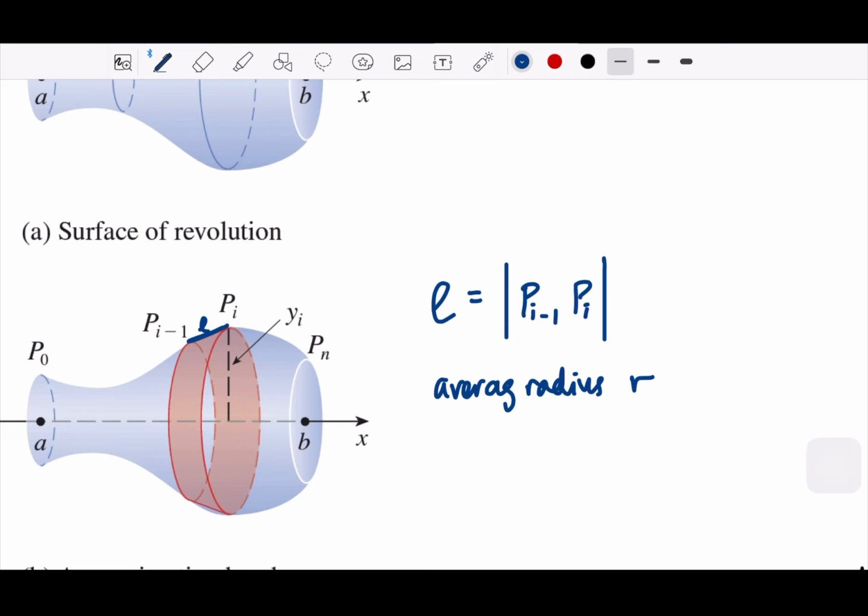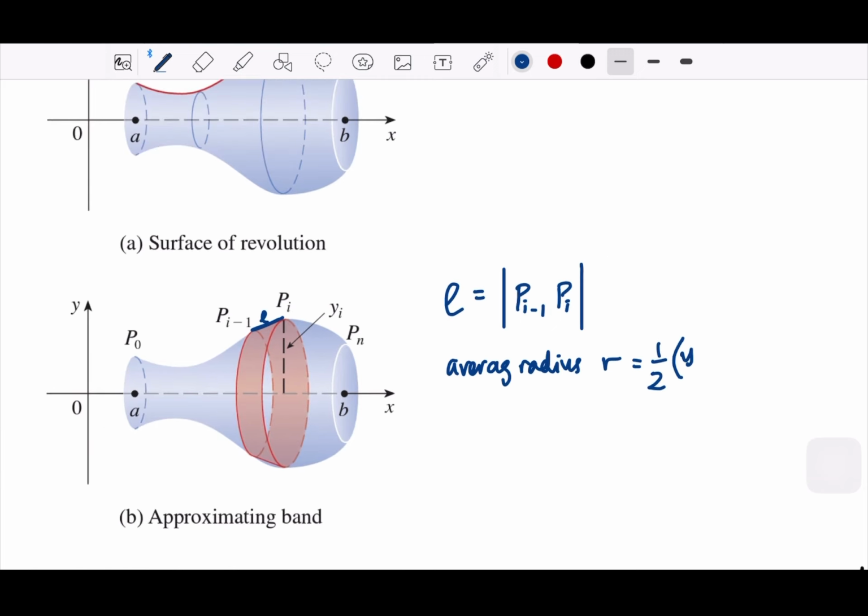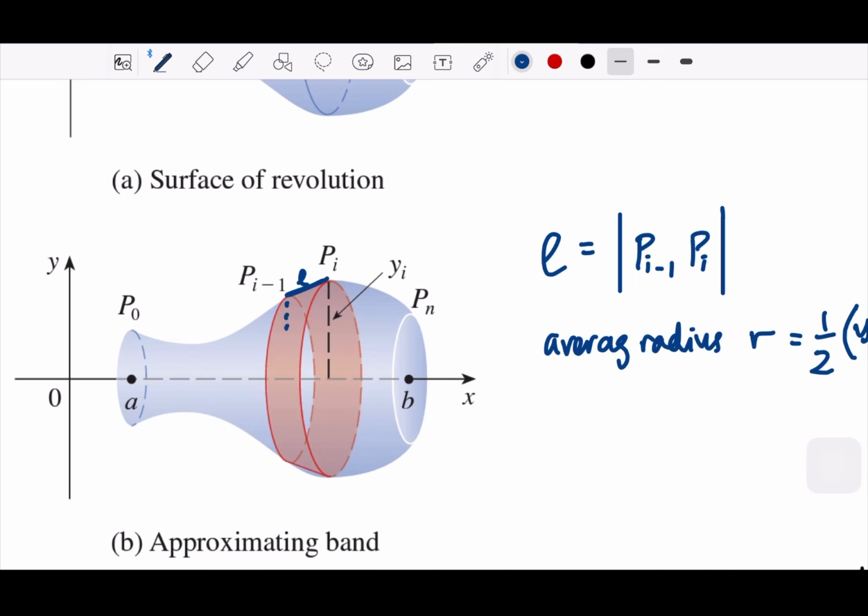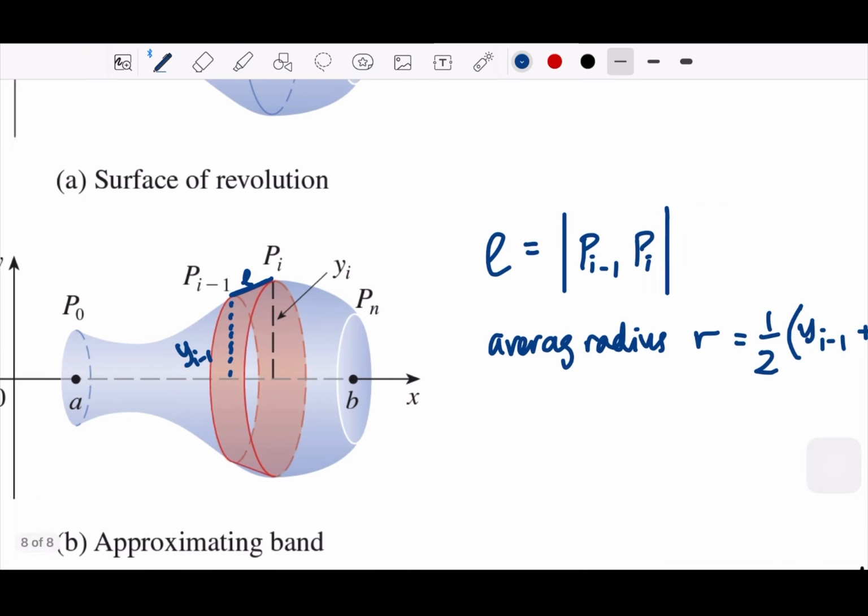Let's say r. Remember, our radius means the one that is in a circle, okay? So of course, this is related to yi and yi minus 1. So half of yi minus 1 plus yi. Yi minus 1 is maybe here, okay, right? It doesn't mention in the picture, but I will write here. This is yi minus 1.